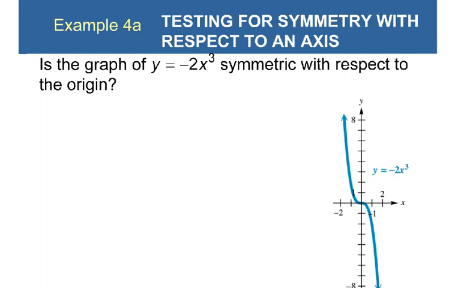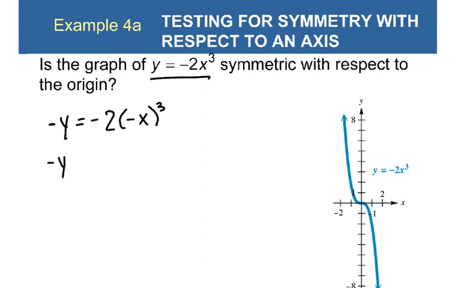We're asked to figure out if this graph right here is symmetric with respect to the origin. And so we're going to do it just like it told us to do. We're going to replace our y with a negative y and our x with a negative x. And if our results turn out to be the same as y equals negative 2x cubed, then it's symmetric with respect to the origin. And then I'll show you graphically how it would look.